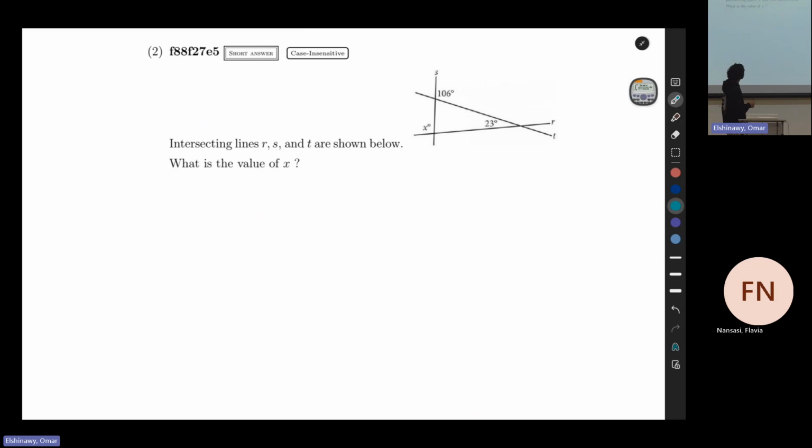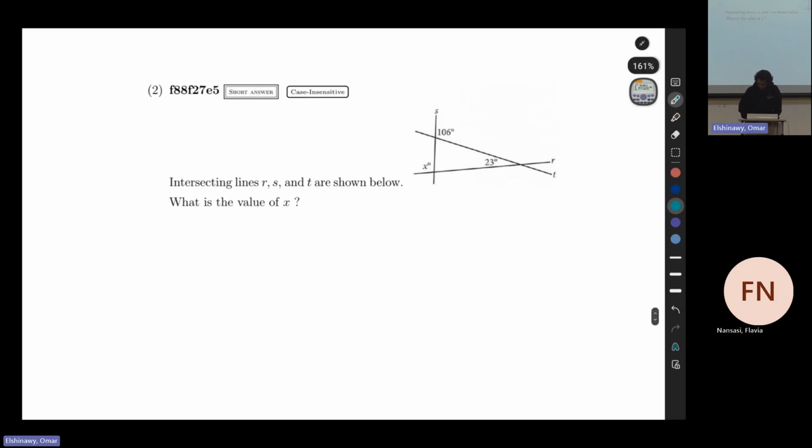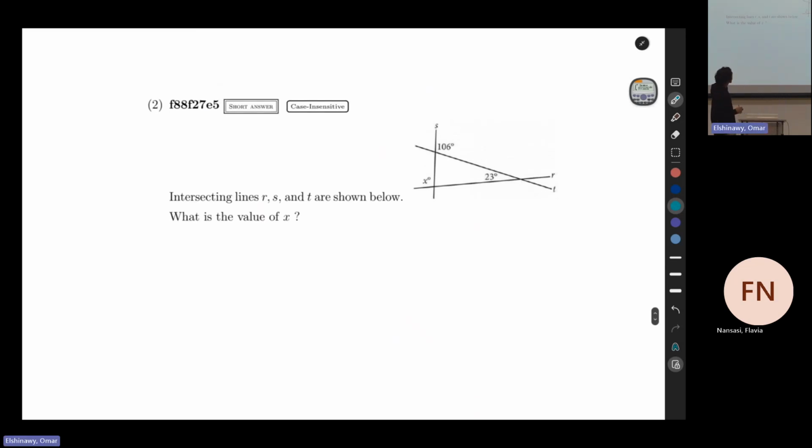So I hope you can see this problem well enough. Or is it too small? Should I zoom in? It's good. Okay. So you can think about this for a couple moments and see what the answer should be. And by the way, if you have a solution, you can let us know. 97 degrees. 97 degrees, that's amazing.